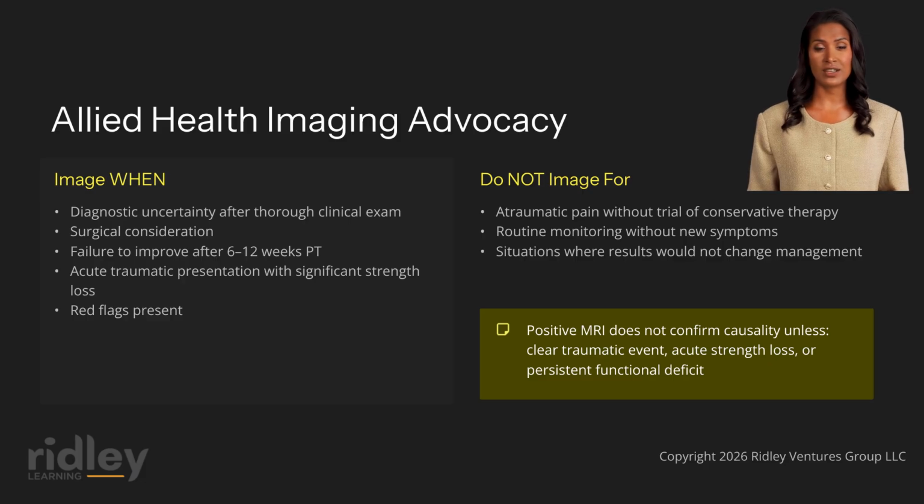Patients should understand that rotator cuff abnormalities are extremely common in people without shoulder pain, and that imaging shows what the shoulder looks like structurally but doesn't necessarily explain the patient's pain or predict treatment response. The clinician should contextualize findings within the broader clinical picture, emphasizing that a positive MRI result doesn't confirm causality unless features such as a clear traumatic event, acute strength loss, or persistent functional deficit increase the likelihood that the imaging finding is clinically relevant.